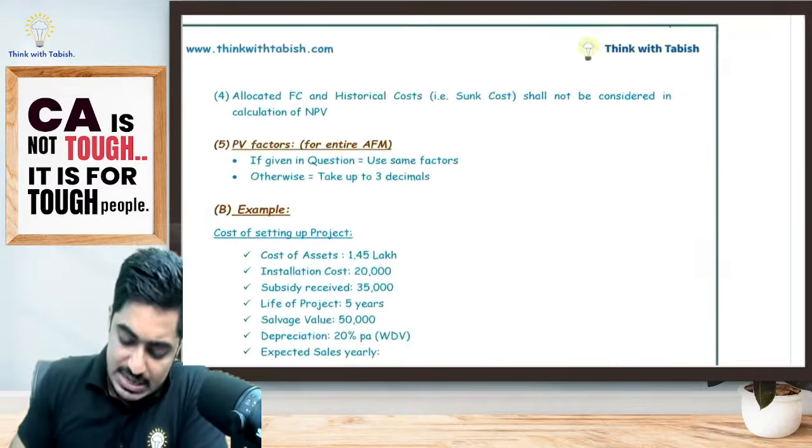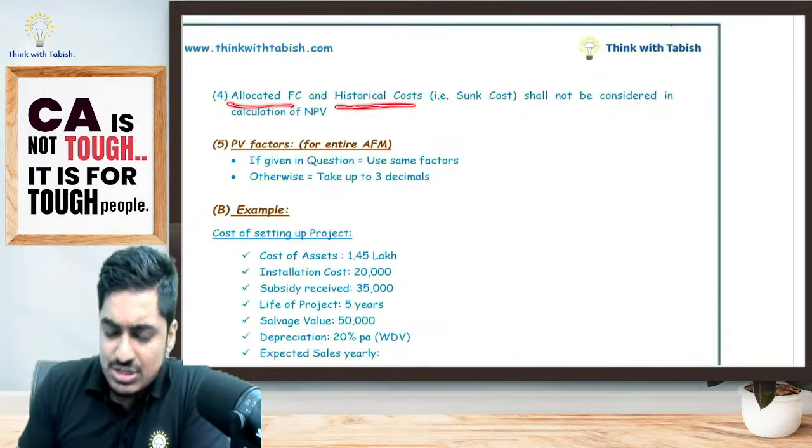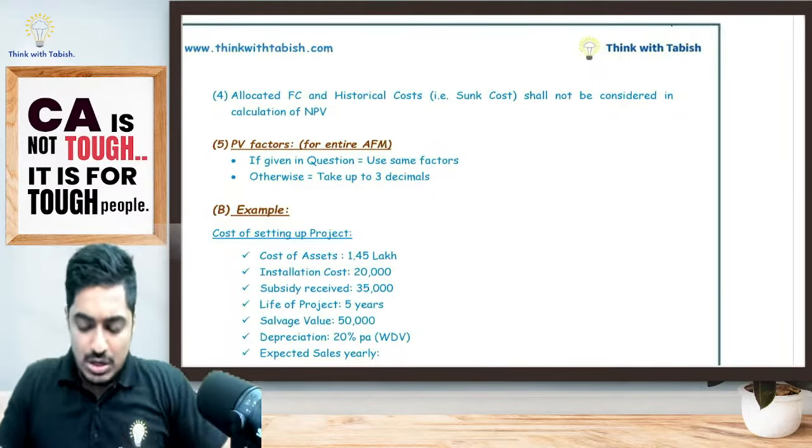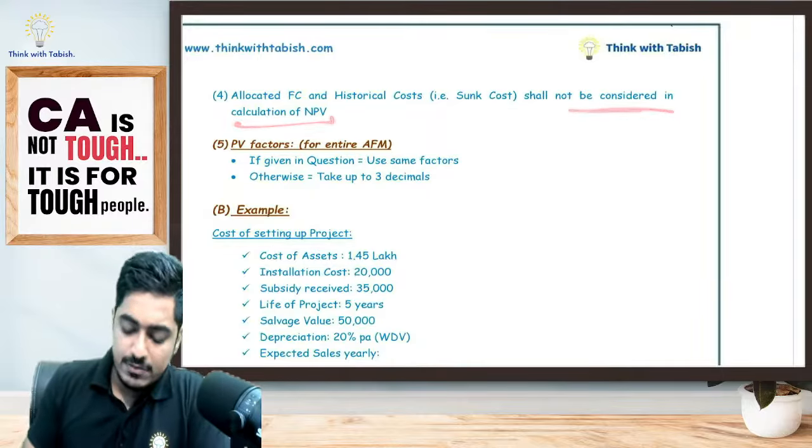Okay, sir. Simple: allocated fixed cost as well as historical cost, it is already incurred in the past, so I will not be considering it in the calculation of NPV.